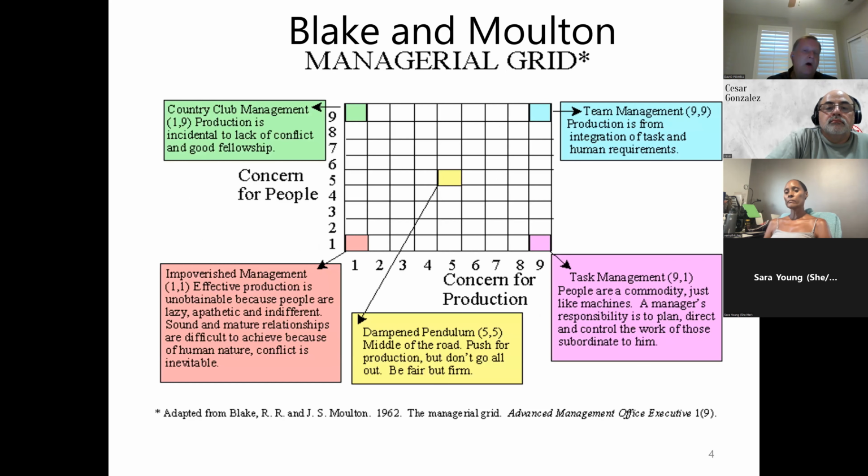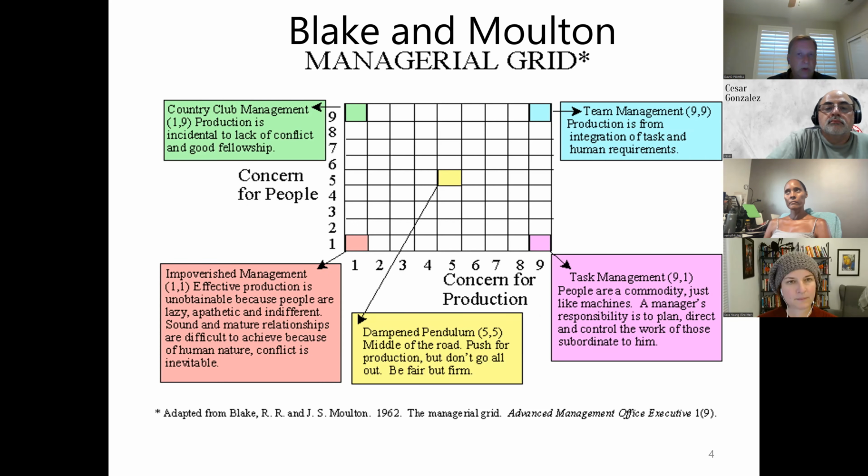Let's take a look at how these two dimensions from the Ohio State and Michigan studies compare to each other in terms of creating different categories of leaders. In the Blake-Mouton grid that you see on the screen, you've got your y-axis and your x-axis. On the y-axis, you have concern for people. As you move up, obviously, there's more concern for people and relationships.